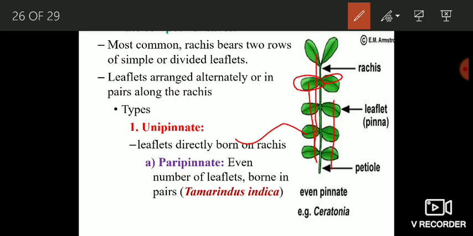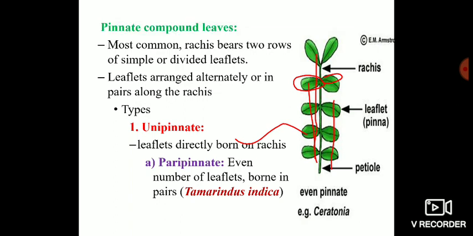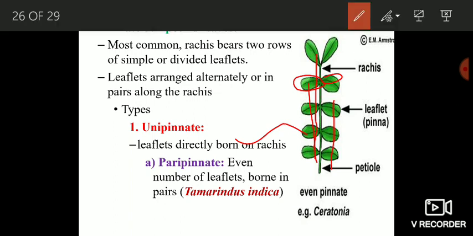And the leaflets can be either arranged alternately or they can arise in pairs along this rachis. And this pinnately compound leaf is further divided into four different types. First of all, the unipinnately compound leaf, the unipinnate type. In this type the leaflets arise directly on the rachis, the primary rachis, you can say.